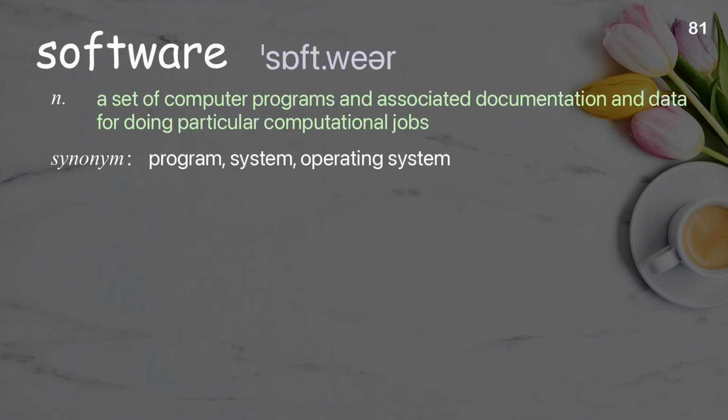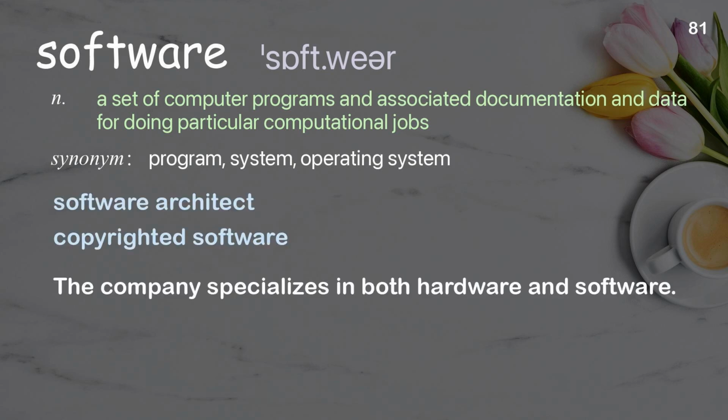Software. A set of computer programs and associated documentation and data for doing particular computational jobs. Examples: Software architect, copyrighted software. The company specializes in both hardware and software.